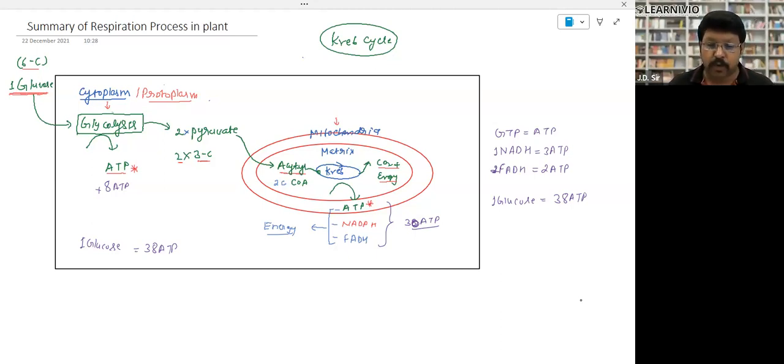GTP is equal to ATP, right? 1 NADH is equal to 3 ATP. I have told you multiple times. 1 FADH2 is equal to 2 ATP. That is also something we know, right? And one glucose molecule generates 38 ATP of energy in the process of aerobic respiration.